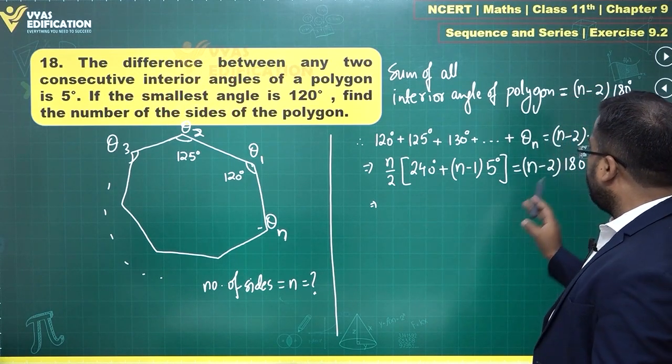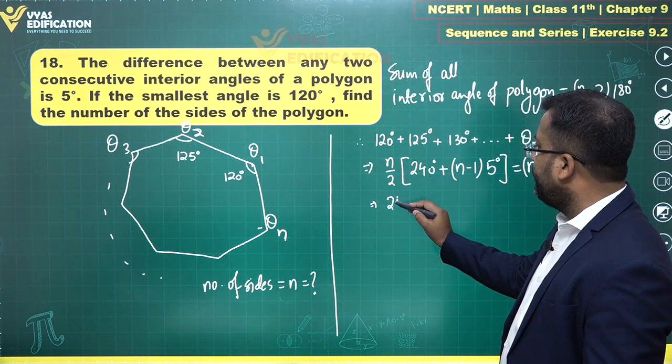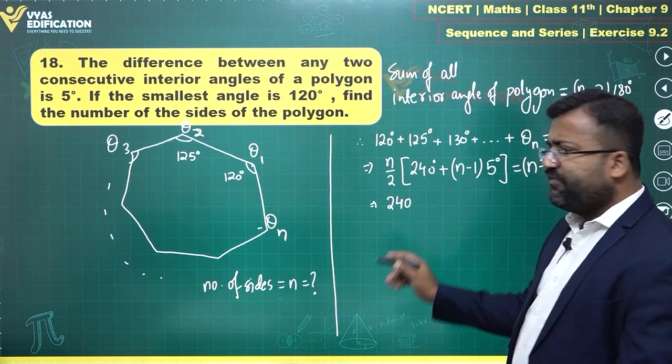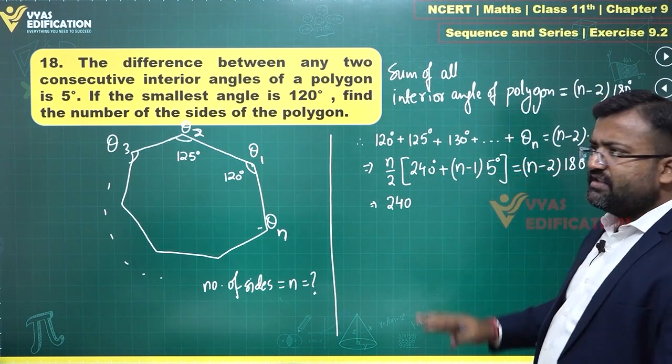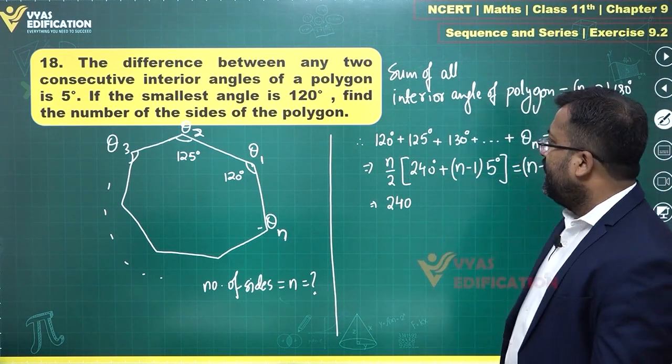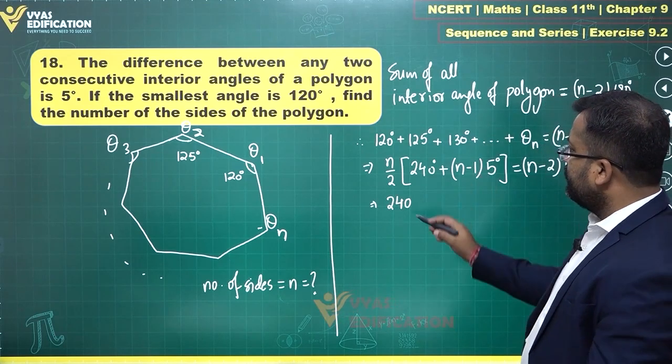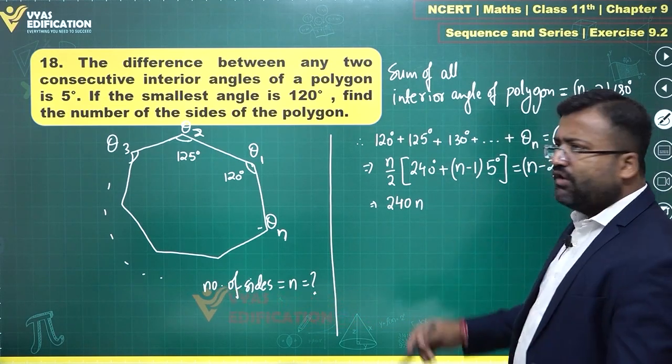This 2 can be brought over here. This is 240 degree times n. Now let's forget those degrees. You know, this is a degree term, this is a degree term, this is a degree. The units are consistent, right? And n is a number after that. So let's forget those degrees. This is 240n. It will not make a difference, therefore.